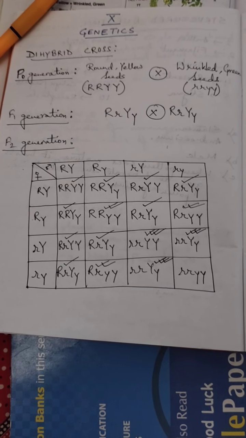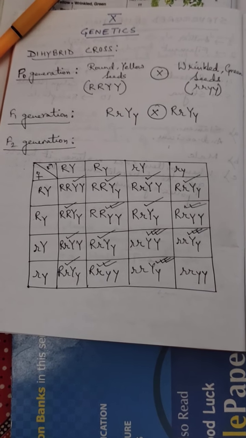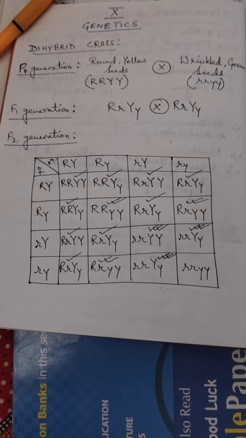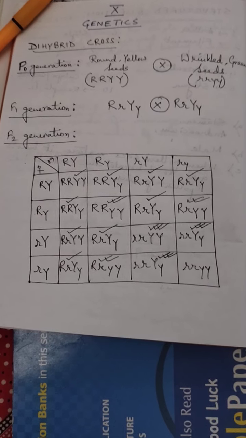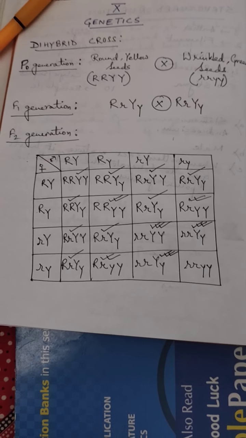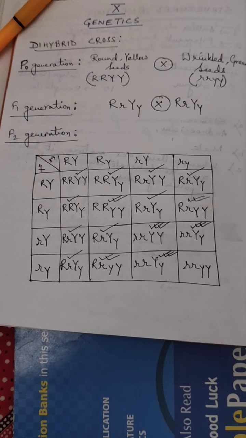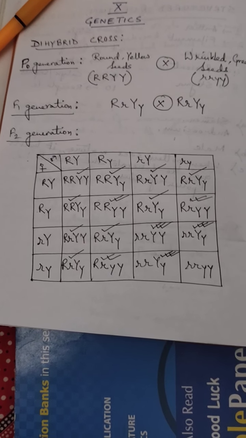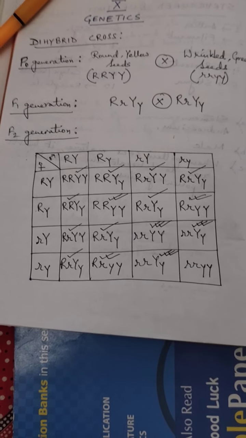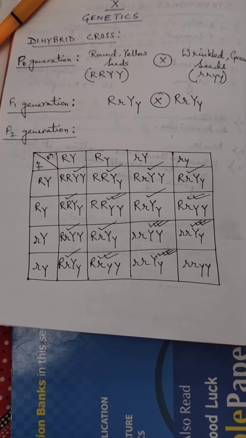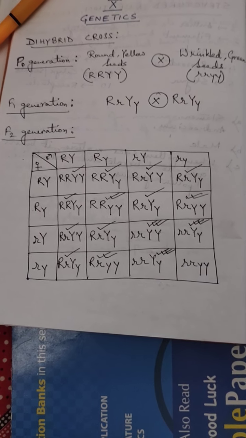Then we will look at the second kind of phenotype, that is round green seeds, that is capital R, small y. I have given 2 ticks for that. You see 1, 2 and 3. There are 2 ticks which I have given, capital R, small y. I hope it's clear. So we have got 3 round green seed pea plants.